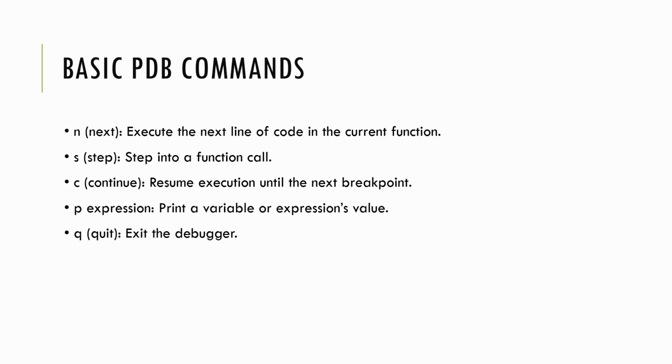When you are using PDB, there are several commands you can use to navigate through your code. N stands for next: execute the next line within the current function. S, step into a function call to debug it. C, continue: resume the program until the next breakpoint. P expression: print the value of an expression. Q, quit: exit the debugger when you are done.